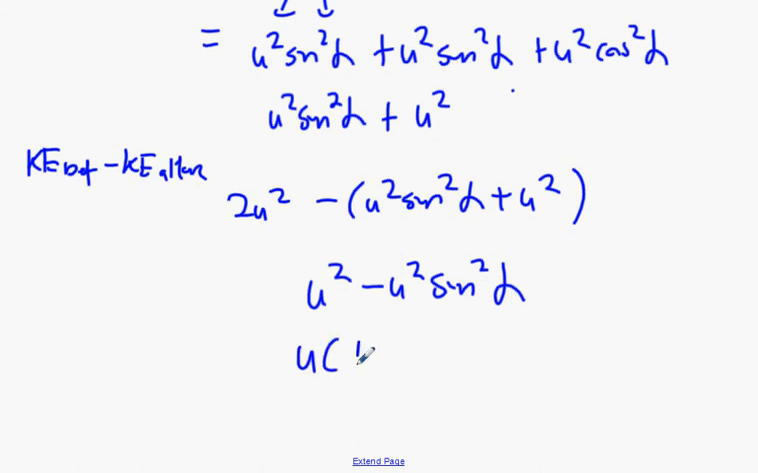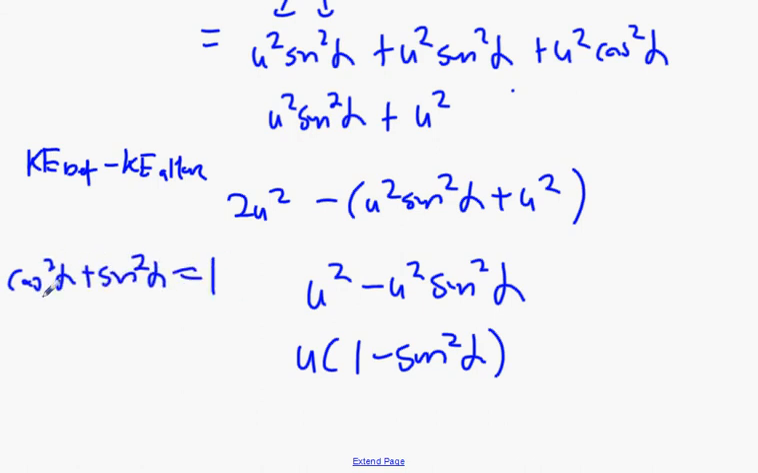But I have one last parting gift. What's 1 minus sine squared alpha? It's cos squared alpha, because cos squared alpha plus sine squared alpha equals 1. Bring the sine squared alpha over to the other side, so the answer is u squared cos squared alpha.